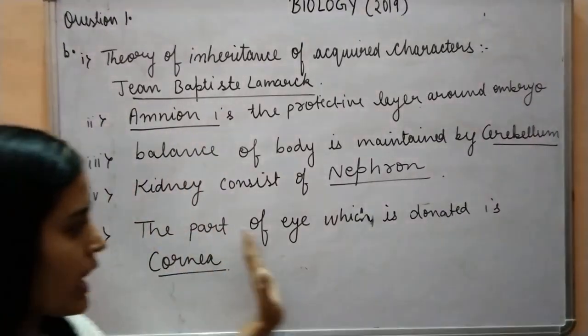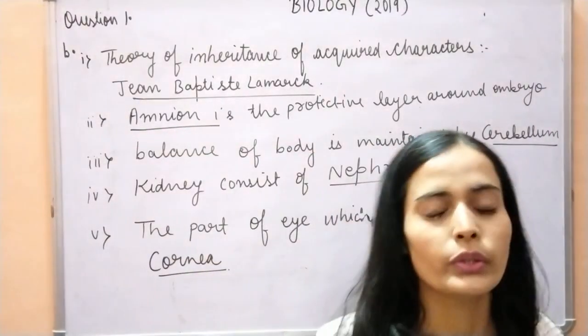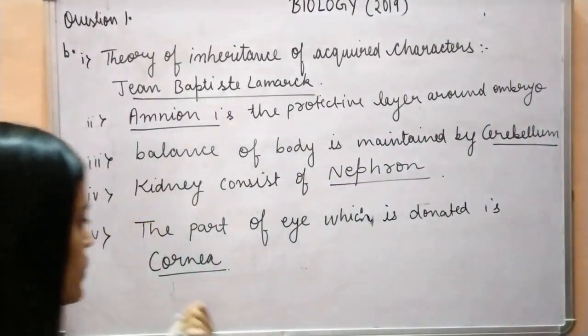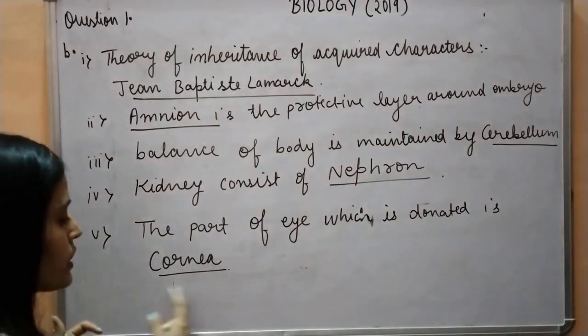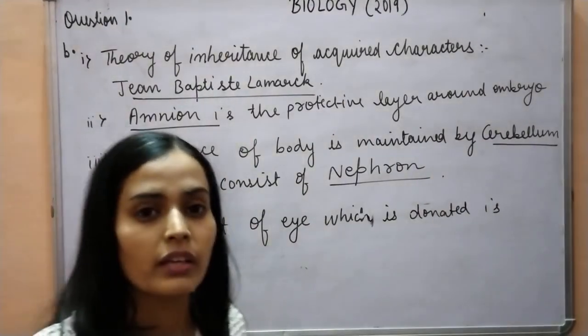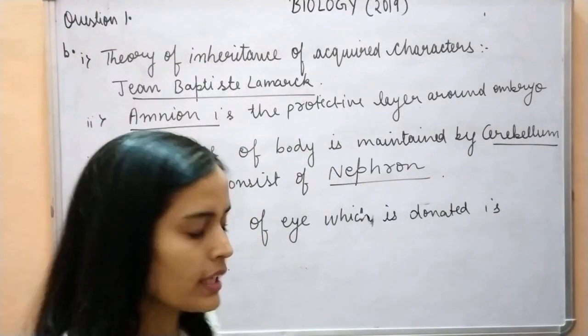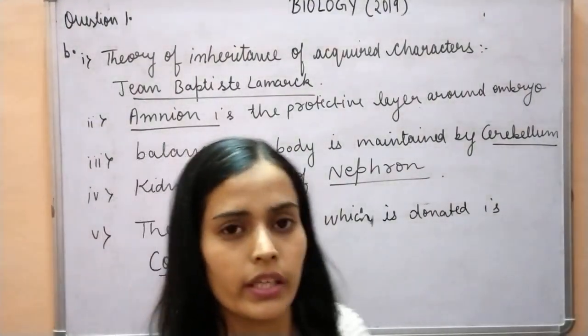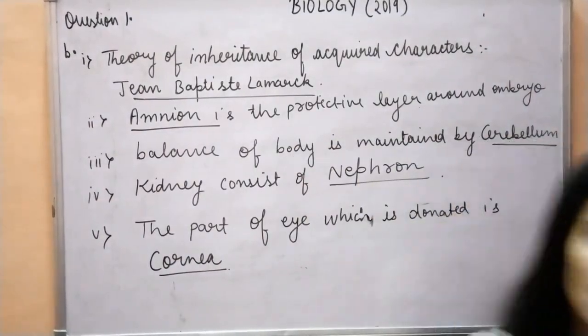Next is the part of the eye which is donated. I have already told you कि जो आपकी आई का पार्ट जो डोनेट किया जाता है, that is cornea. यहाँ उन्होंने क्या दिया हुआ था? Retina. Retina was written but retina is not the correct answer. The correct answer is cornea. Cornea is that part which gets donated. So we will be discussing the next questions.